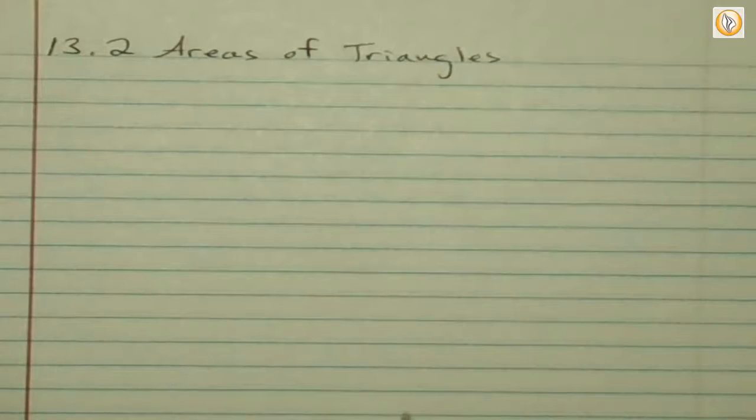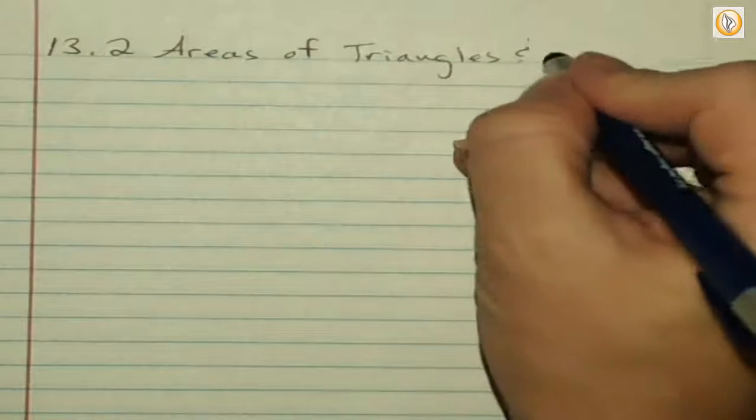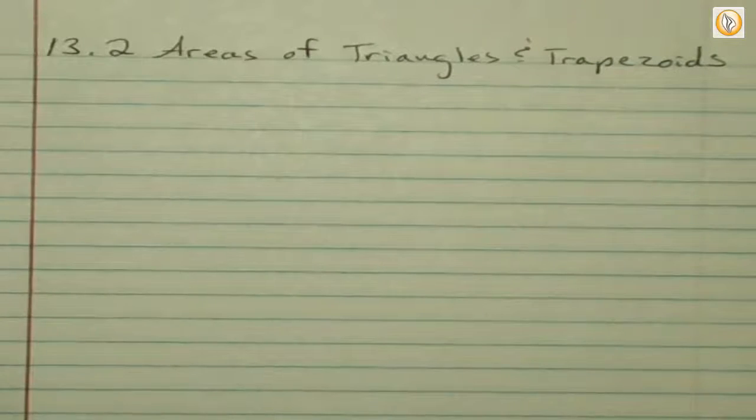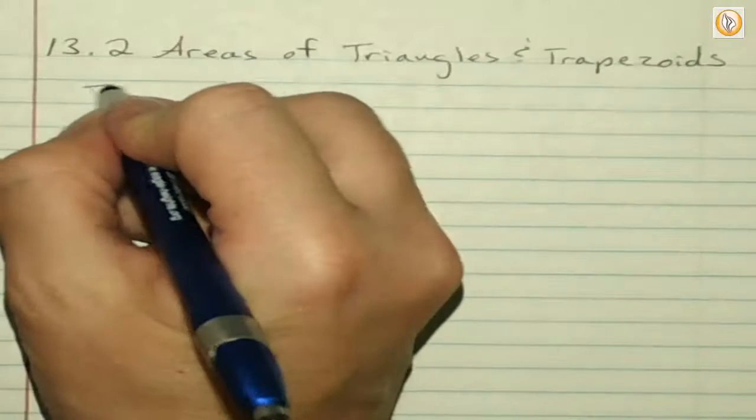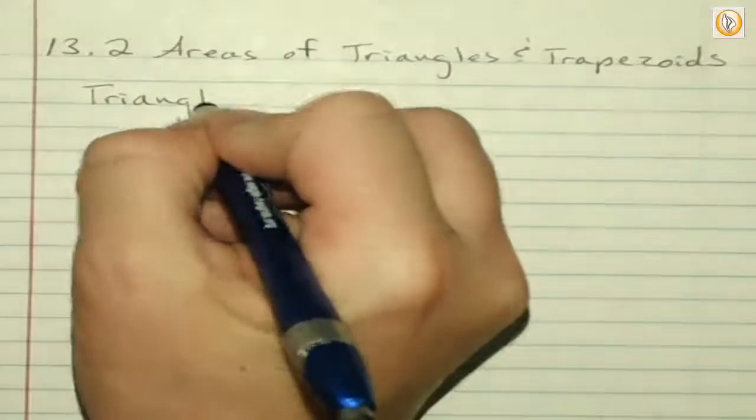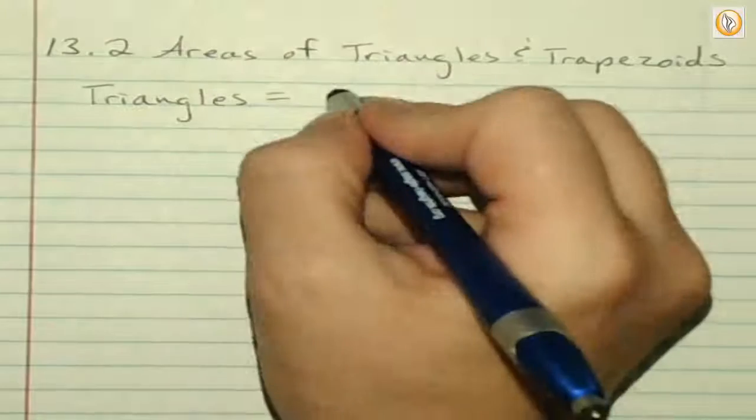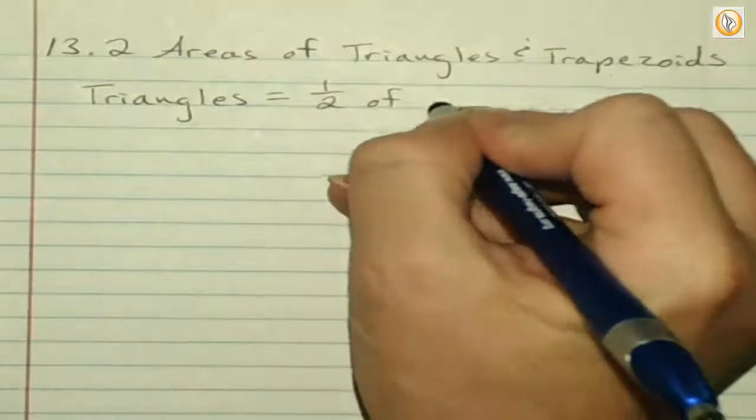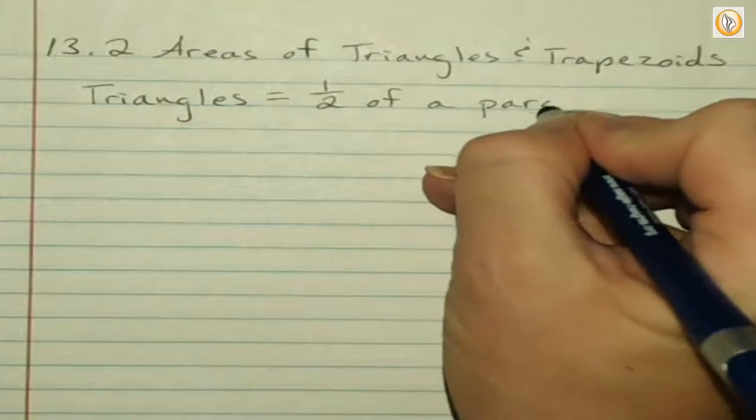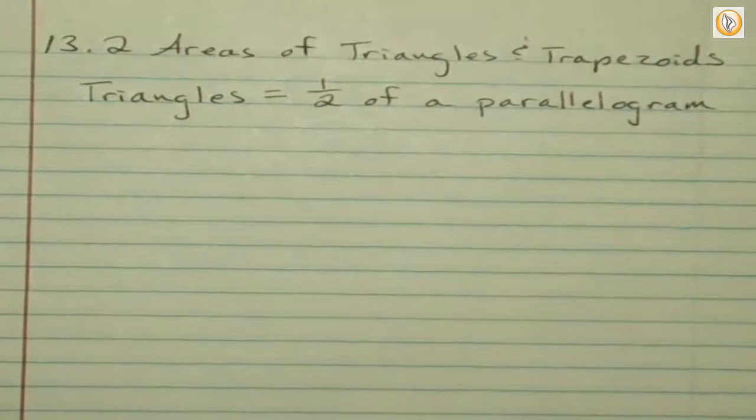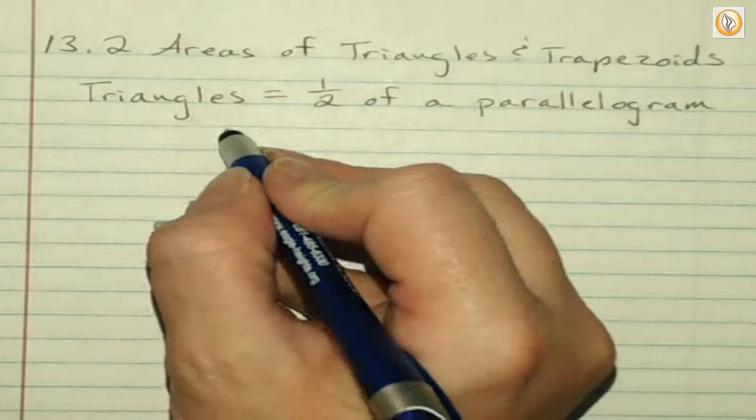Okay, 13.2, areas of triangles and trapezoids. Okay, triangles equal half of a parallelogram. That's what they are. Triangles are half of a parallelogram. Put two together, parallel. Let me show you.